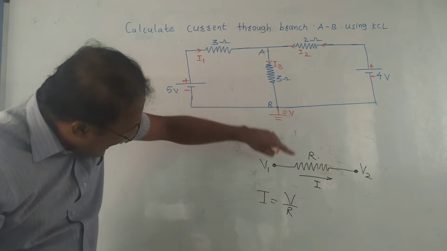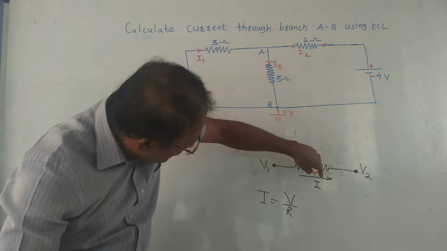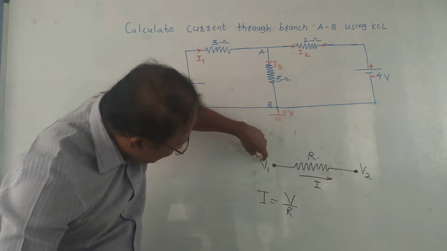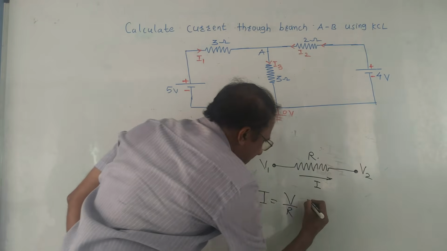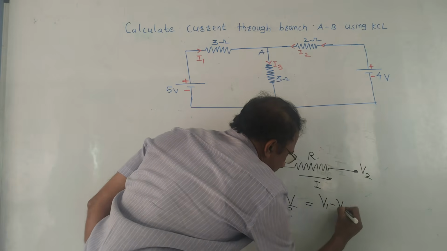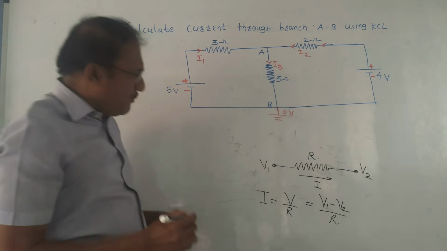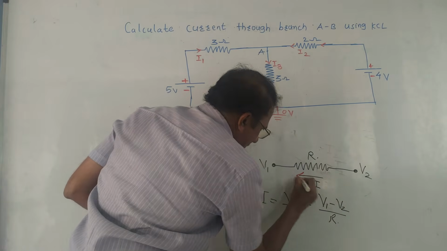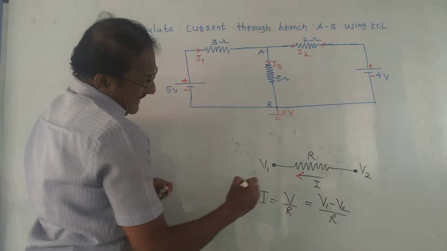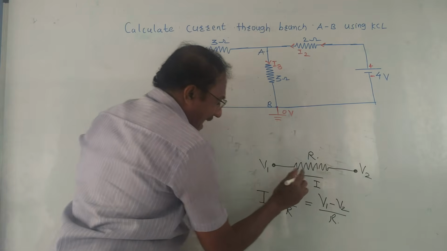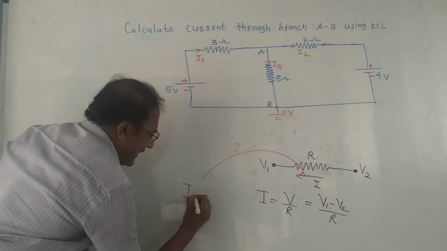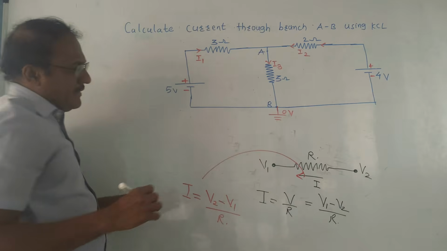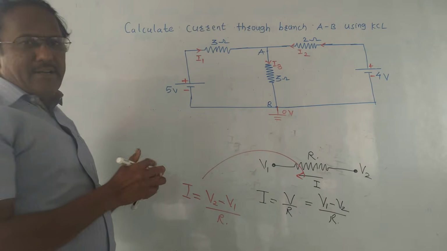In this case, since I have considered that current I is moving from V1 to V2, V1 is larger than V2, so I will write I equals V1 minus V2 upon R. Suppose the direction of current is like this, from RHS to LHS, then in that case V2 will be larger than V1, and the equation of current in this case I can write as V2 minus V1 upon R. These are the basic things we need to implement in the diagram.